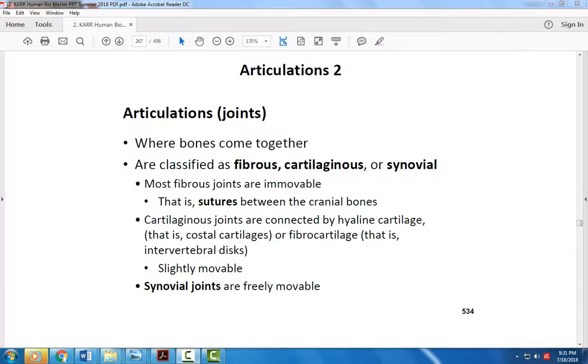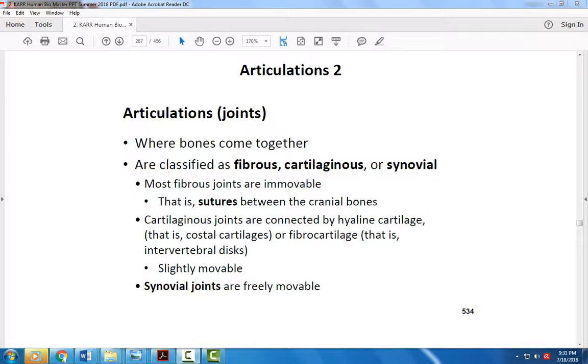Fibrous joints are those that are immovable. They are the sutures of the skull that I talked about earlier, those lines between the different skull bones, between the frontal bone, the parietal bone, the occipital bone, and the temporal bone. Those are all called sutures. That's where two bones come together, but there is not any movement there.